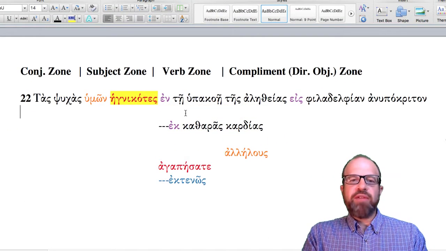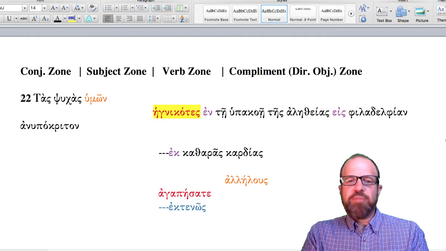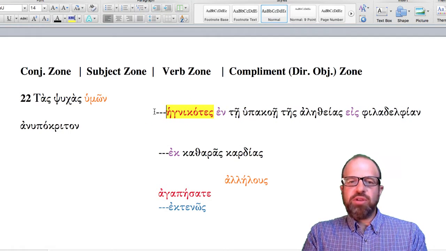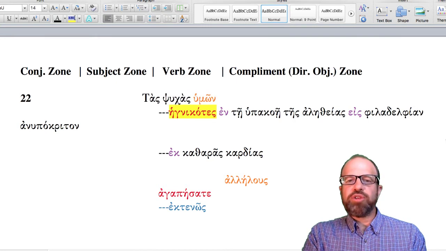So here we have the fronted part of the sentence. Literally, it's the souls of you having been sanctified, or having sanctified. And so this is a participle. I would classify this as a circumstantial participle, and I'm moving it over here because it's also modifying the verb. And it's nominative case, which means it goes back to the subject, having sanctified, and then it has its own direct object, your souls.